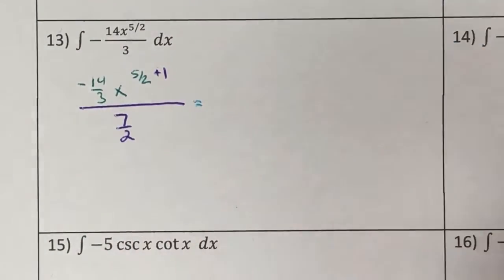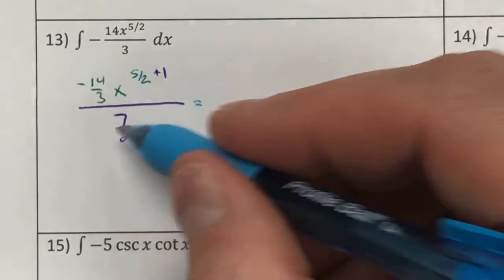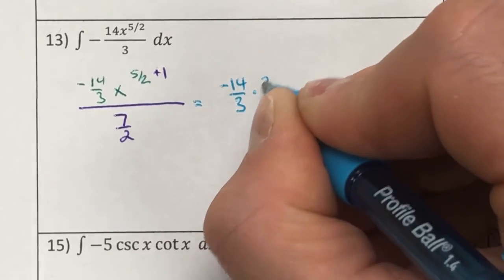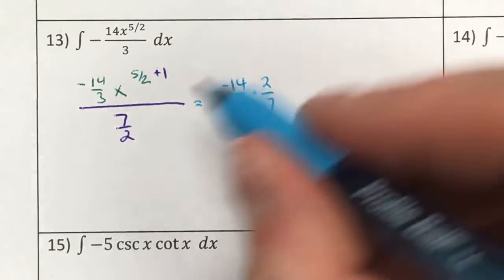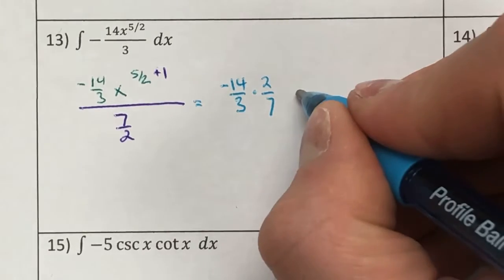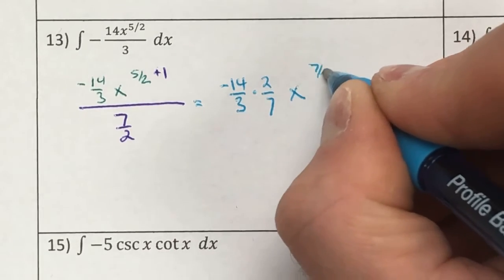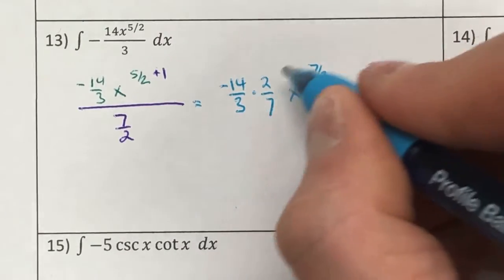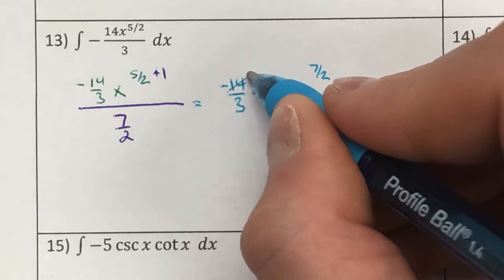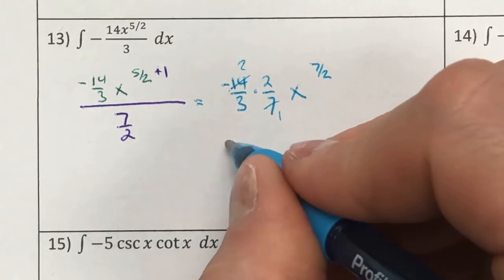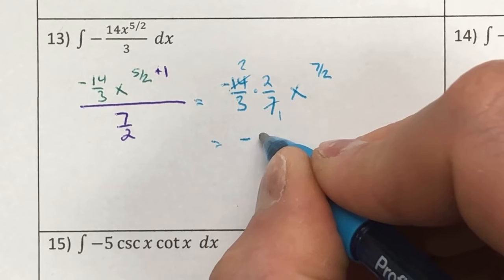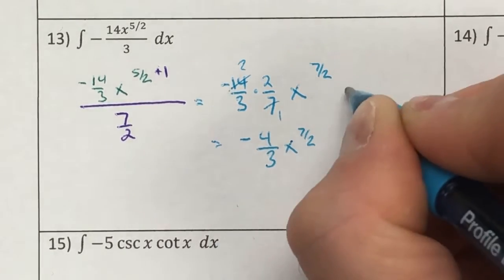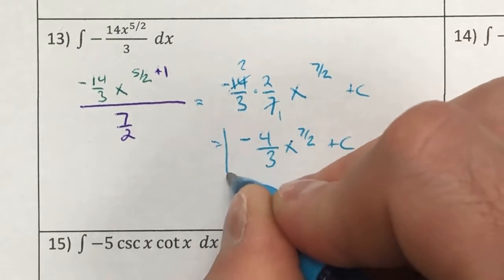So that way when I evaluate what's going on, I'm going to keep, change, flip here. I'm going to have my negative 14 thirds times 2 sevenths, and my x is just racking up some exponents here, times x to the 7 halves. Now again, we've talked about that I am going to be allowed to keep some of this. That's going to be reduced down to a 2 and a 1. So this is going to reduce down to a negative 4 thirds x to the 7 halves plus c.